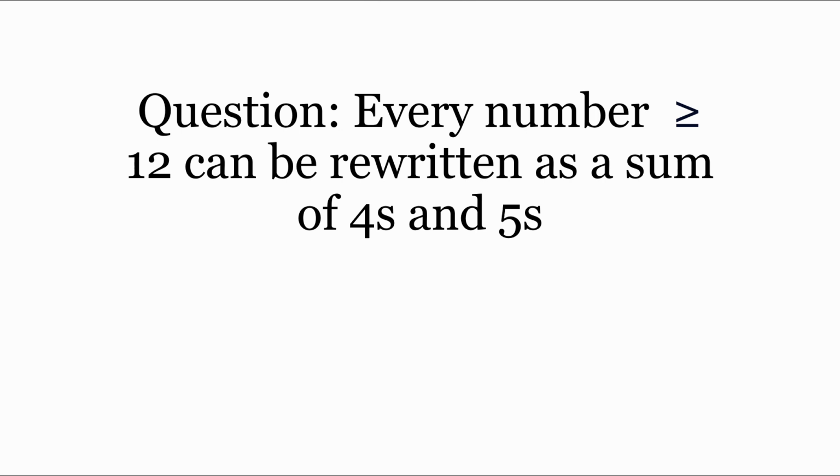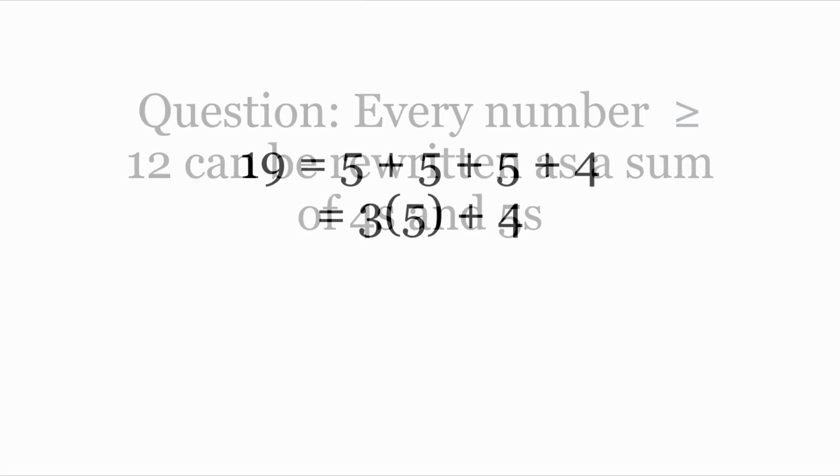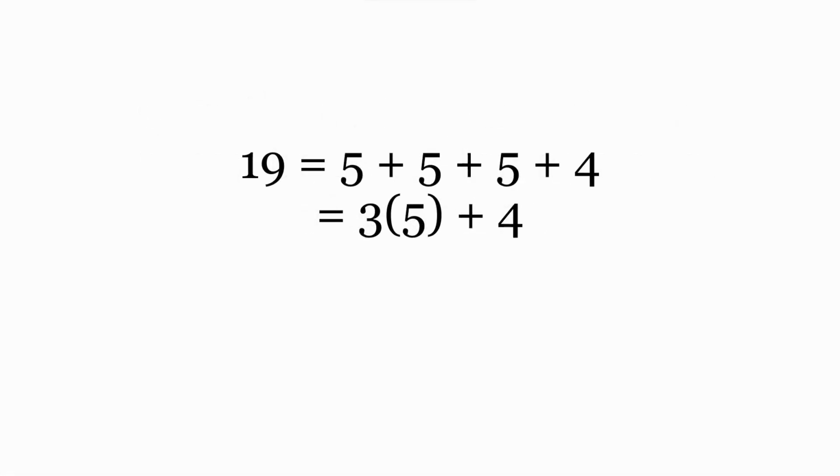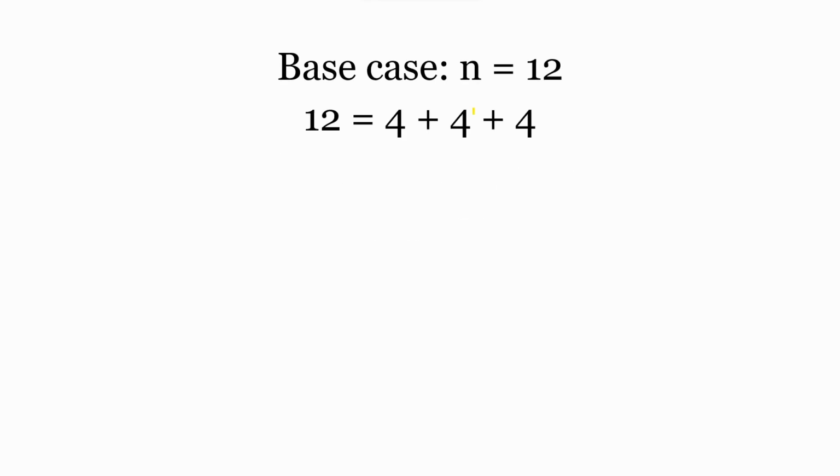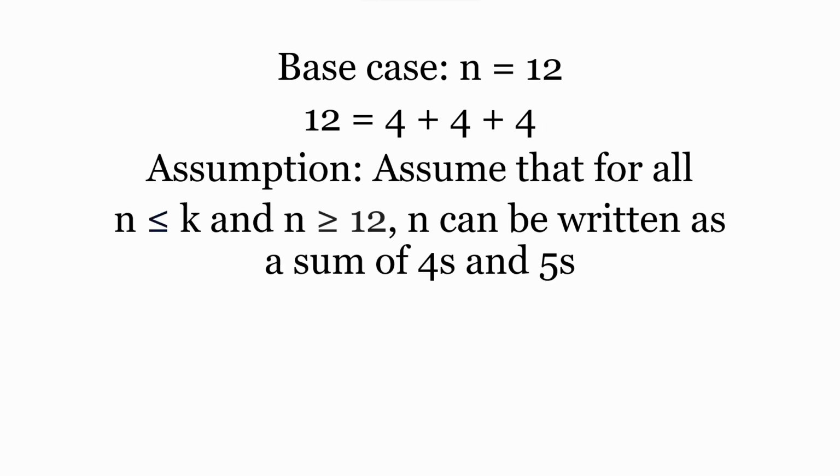We want to prove that any number which is greater than or equal to 12 can be rewritten as a sum of 4s and 5s. For example, the number 19 can be rewritten as 5 plus 5 plus 5 plus 4. Since we are only proving values which are greater than or equal to 12, then 12 would be our base case. For our assumption step, we want to assume that all values which are greater than or equal to 12 and less than or equal to k can be rewritten as a sum of 4s and 5s.